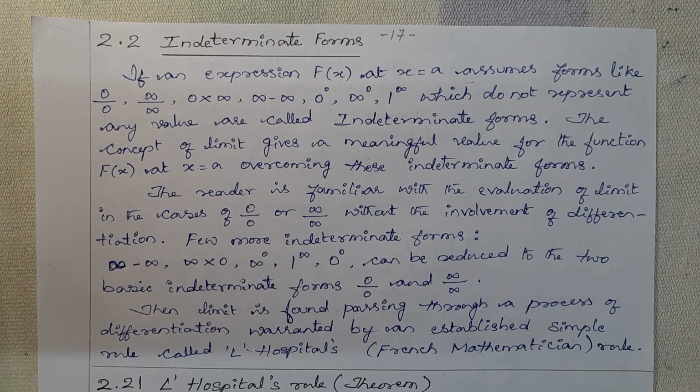Namaste. First semester Engineering Mathematics, Module 2, Differential Calculus 2. Article number 2.2, Indeterminate Forms. If an expression f of x at x equal to a assumes forms like 0 by 0, infinity by infinity, 0 into infinity, infinity minus infinity, 0 power of 0, infinity power of 0, 1 power of infinity, which do not represent any value, they are called indeterminate forms.